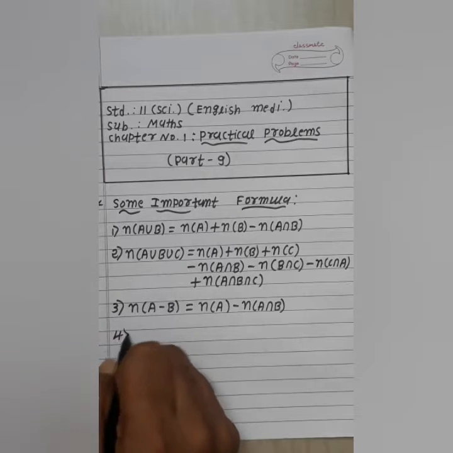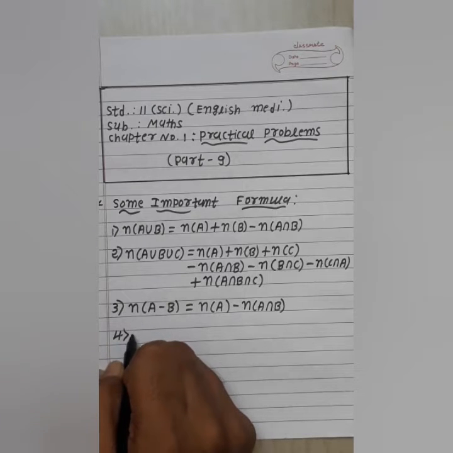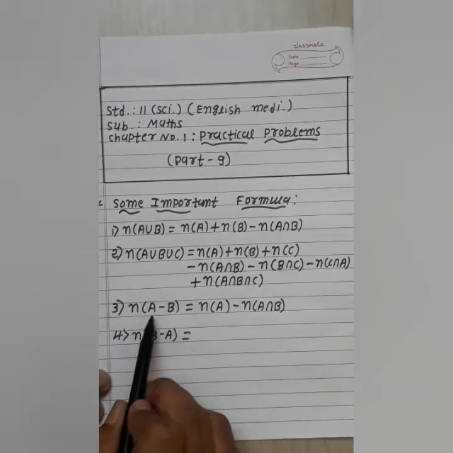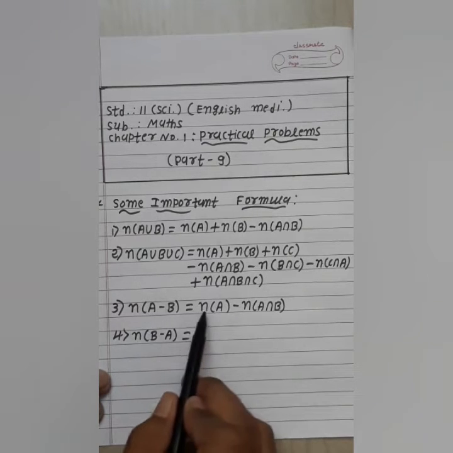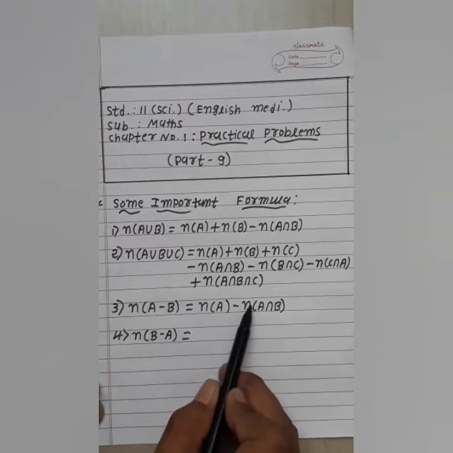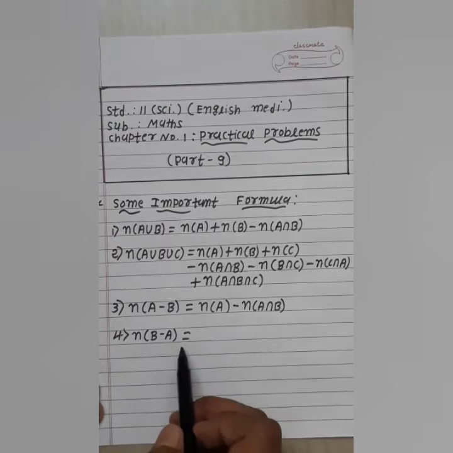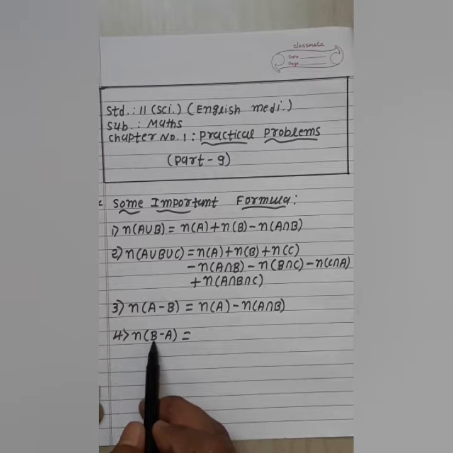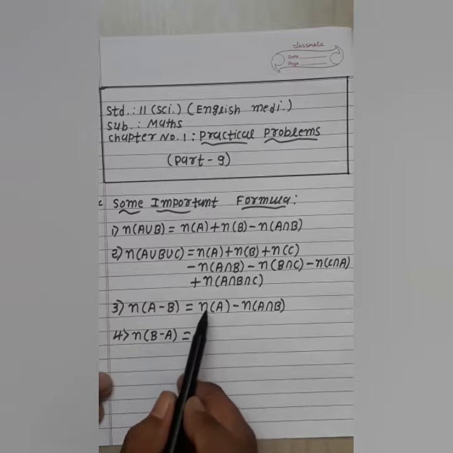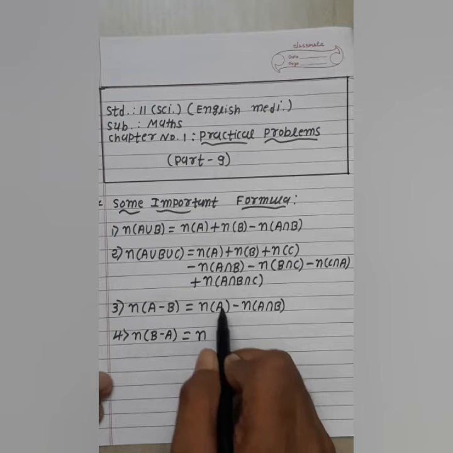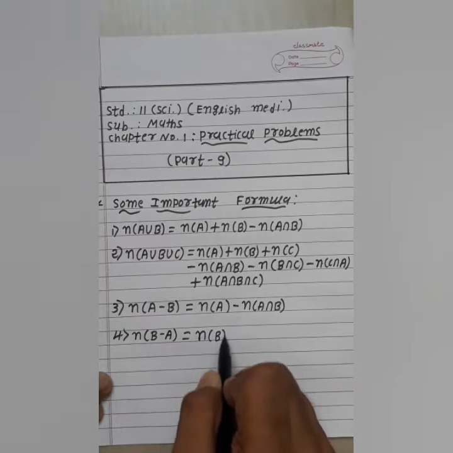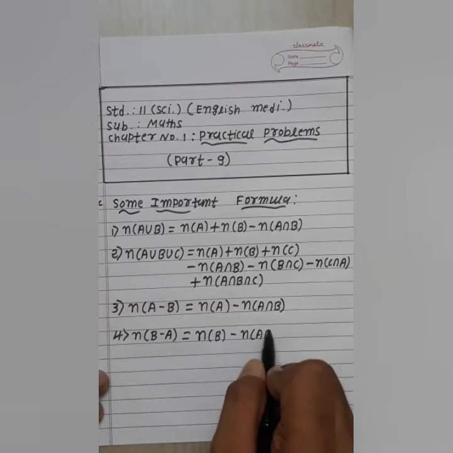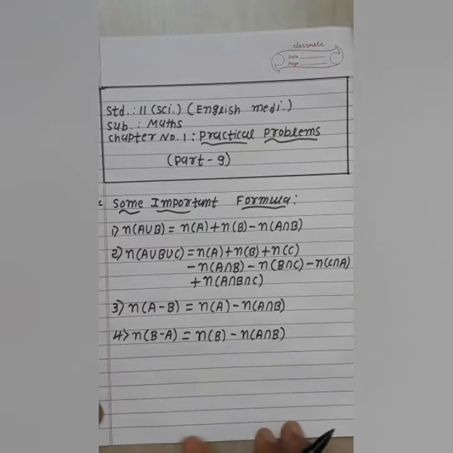Fourth formula, N of B difference A. See, in the first case A is in the first position, so we can write N of A minus N of A intersection B. But here B is in the first position and A comes after. So similarly, we can write N of B minus N of A intersection B.